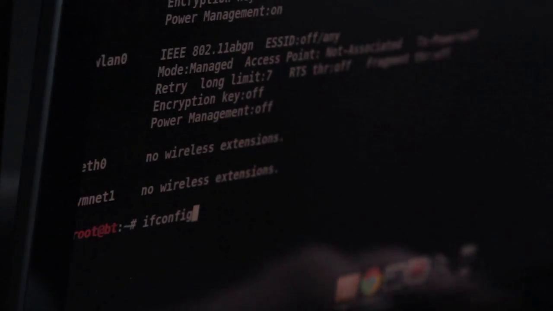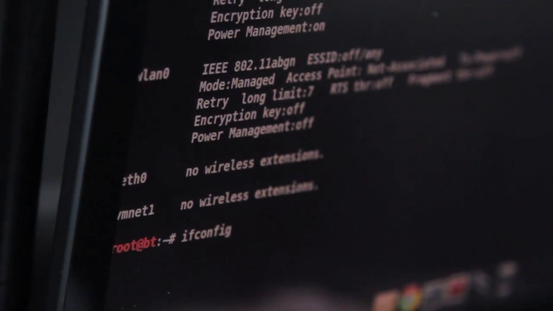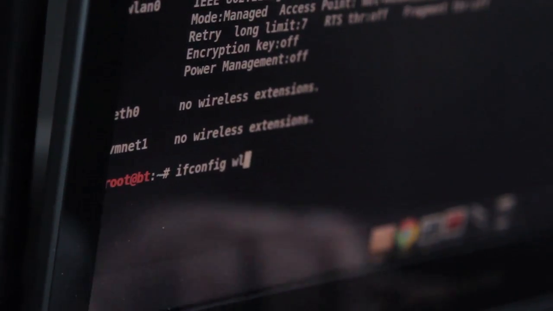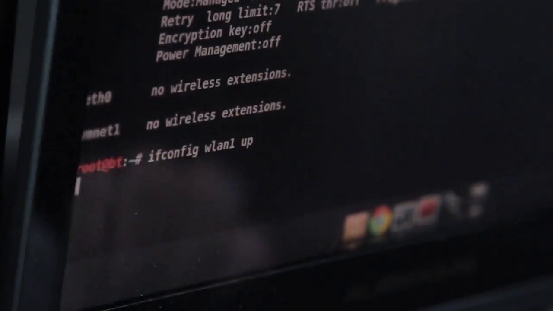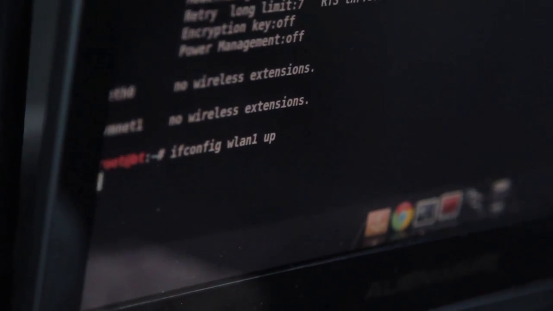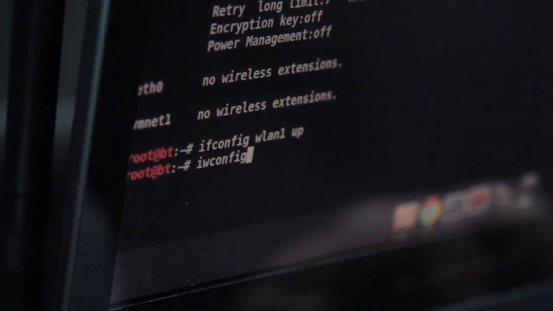Backtrack is really just a customized version of Ubuntu, which is Linux, and Backtrack is probably one of the most popular pen testing distributions out there. It's preloaded with 350-plus hacking tools, and so it makes our life a lot easier because we don't have to set up and install a whole bunch of stuff first.